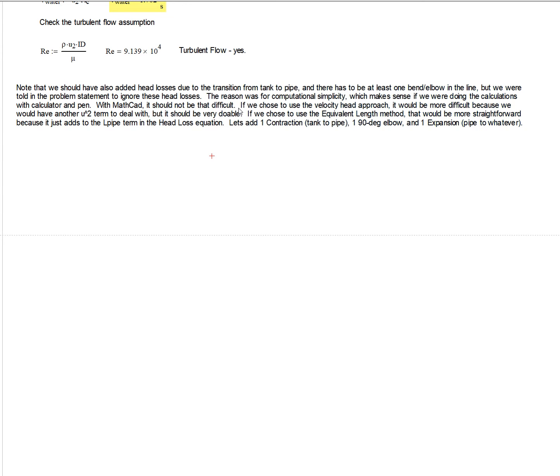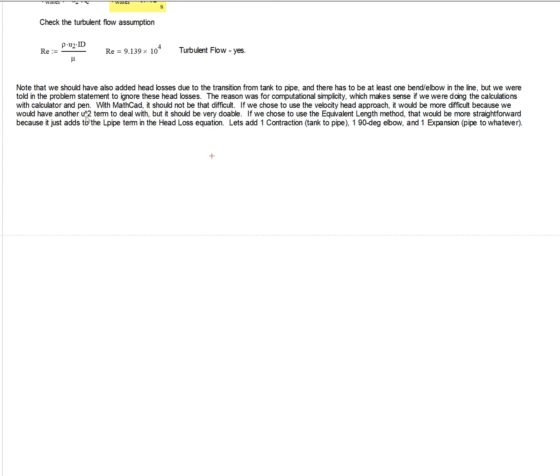Another reason why I want to do this is to illustrate that you have a choice in how you would approach this kind of problem. If we were to choose the velocity head approach for the frictional losses, it would be a little bit more difficult, because remember, we don't know the velocity U2 in this line. It would certainly be doable, and really it wouldn't be that difficult in MathCAD. But if you were doing this manually, it would be a lot more difficult.